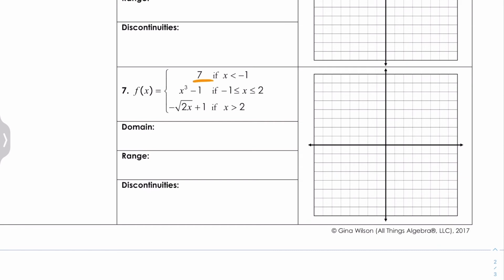First one is an easy one. When we're less than -1 for x, we want to be at 7. So at -1 for x, 1, 2, 3, 4, 5, 6, 7. We want to be up at 7. This one does not include the 7, but that's the y when we're less than -1 for x. Once you get there, we have an x cubed minus 1.